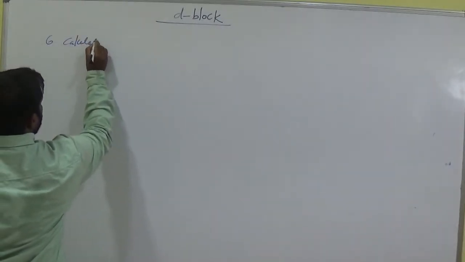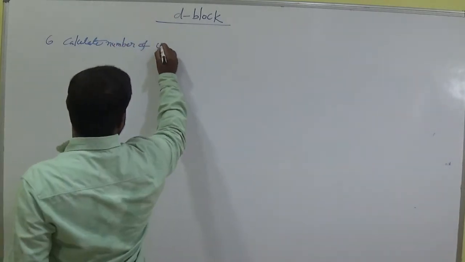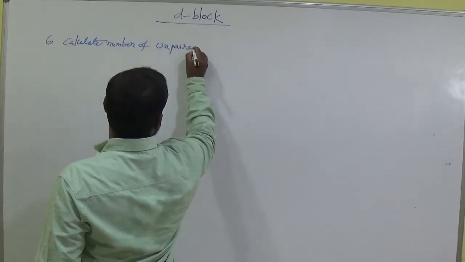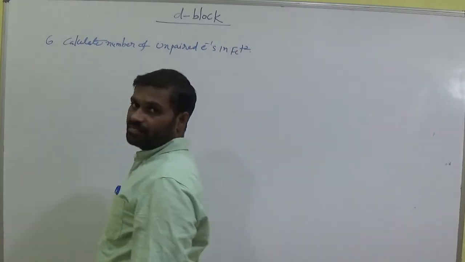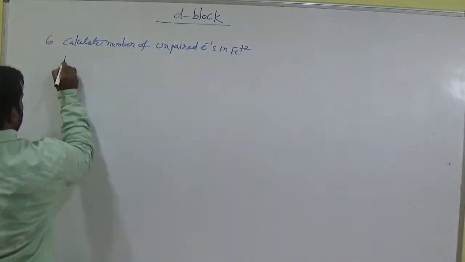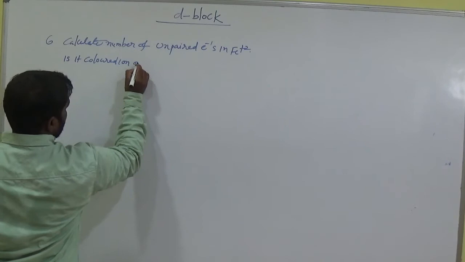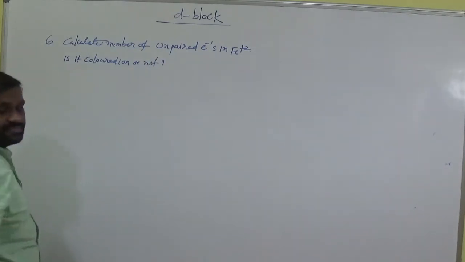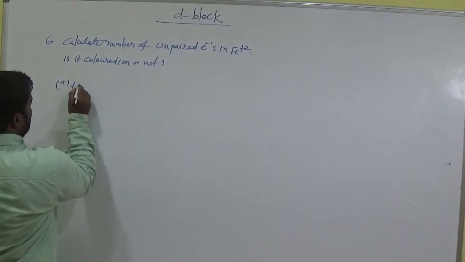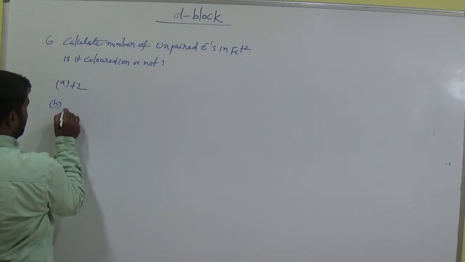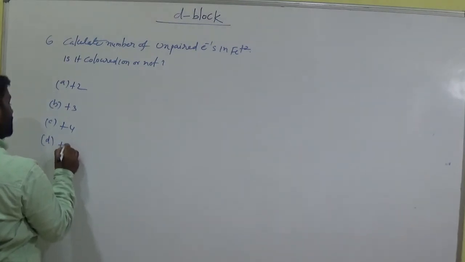Next, calculate the number of unpaired electrons in Fe+2. Is it a colored ion or not? This is the question. Option A 2, option B 3, option C 4, option D 5.